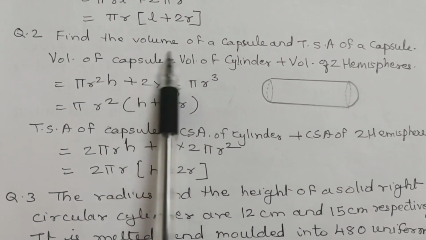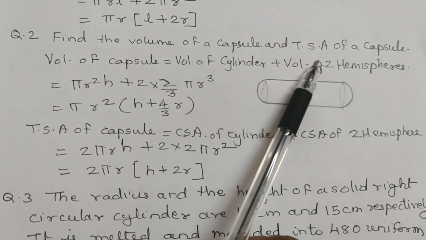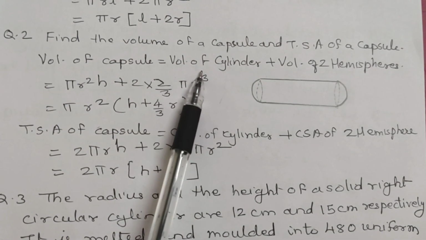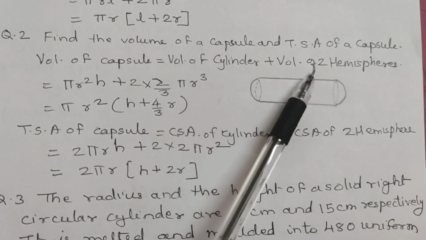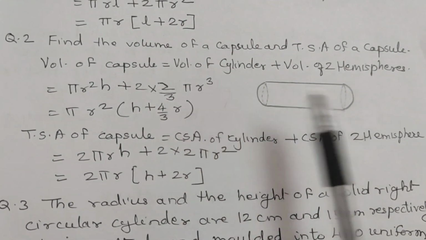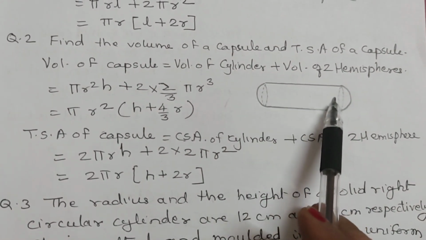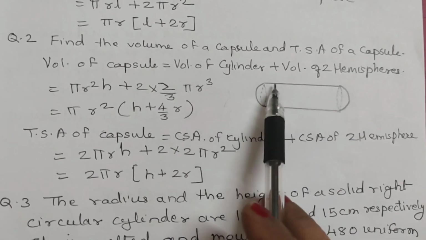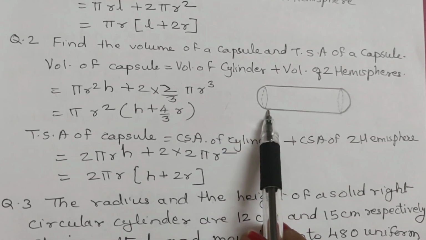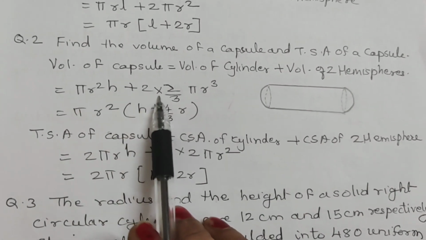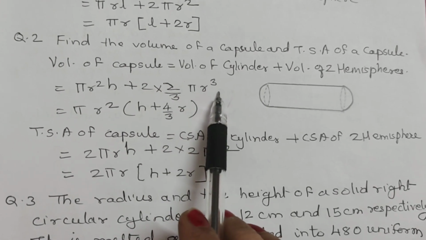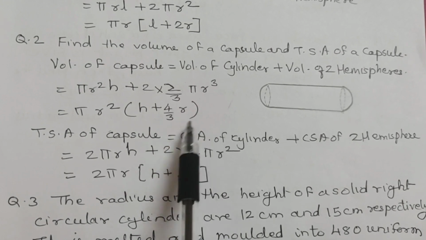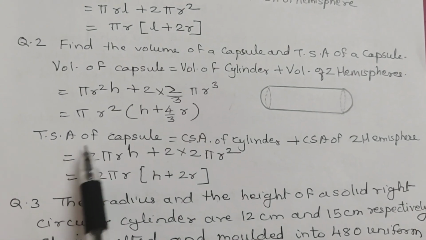Question number 2. Find the volume of the capsule and the total surface area of the capsule. So the volume of the capsule is equal to volume of the cylinder plus volume of the two hemispheres. Here the middle area is the shape of the cylinder and the two ends are hemispheres. So pi r square h plus 2 into 2 upon 3 pi r cube. So pi r square into bracket h plus 4 upon 3 into r will be the volume of the capsule.